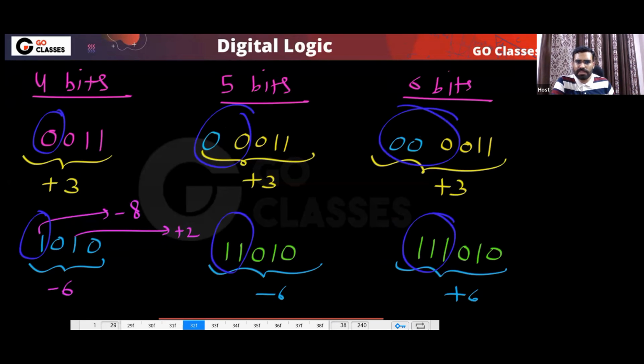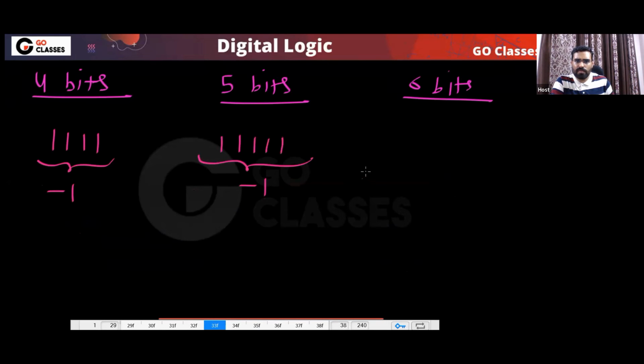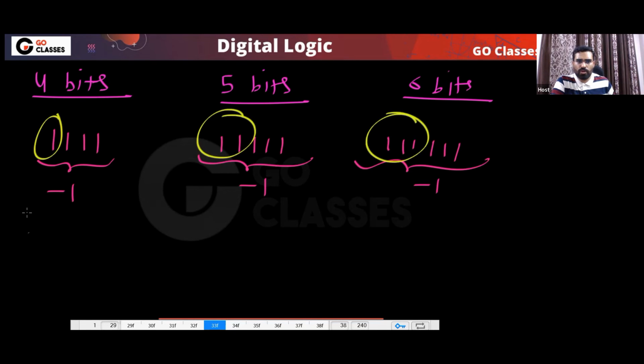So same as 1's complement. If I give you this 1 1 1 1, what is this data in 2's complement? In 2's complement, this is -1. So in 5 bits, what will be -1? This will be -1. And in 6 bits, this will be -1. Same, you can notice that. So here also the same thing. This sign bit you are copying.